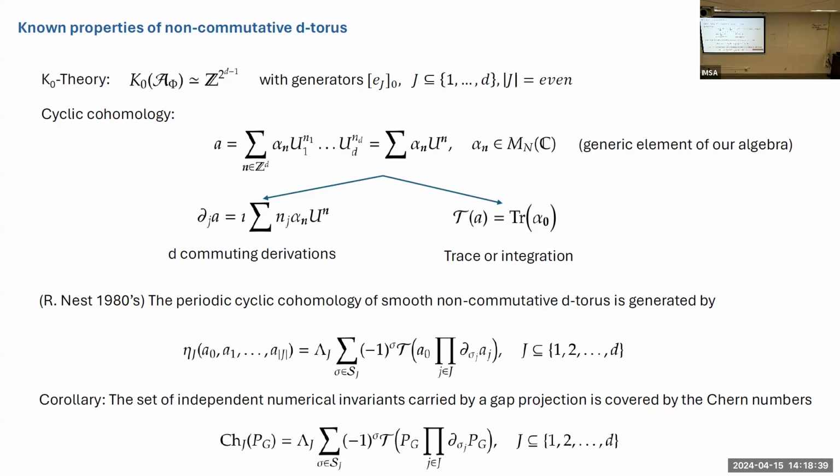So it so happened for the non-commutative torus that this cyclic homology is generated by cycles of this form. Since the number of these independent cycles equals the dimension of your group, once you know this number of invariants, you immediately locate your Hamiltonian in its K-theory class, and every other numerical invariant will be linearly dependent on these ones.